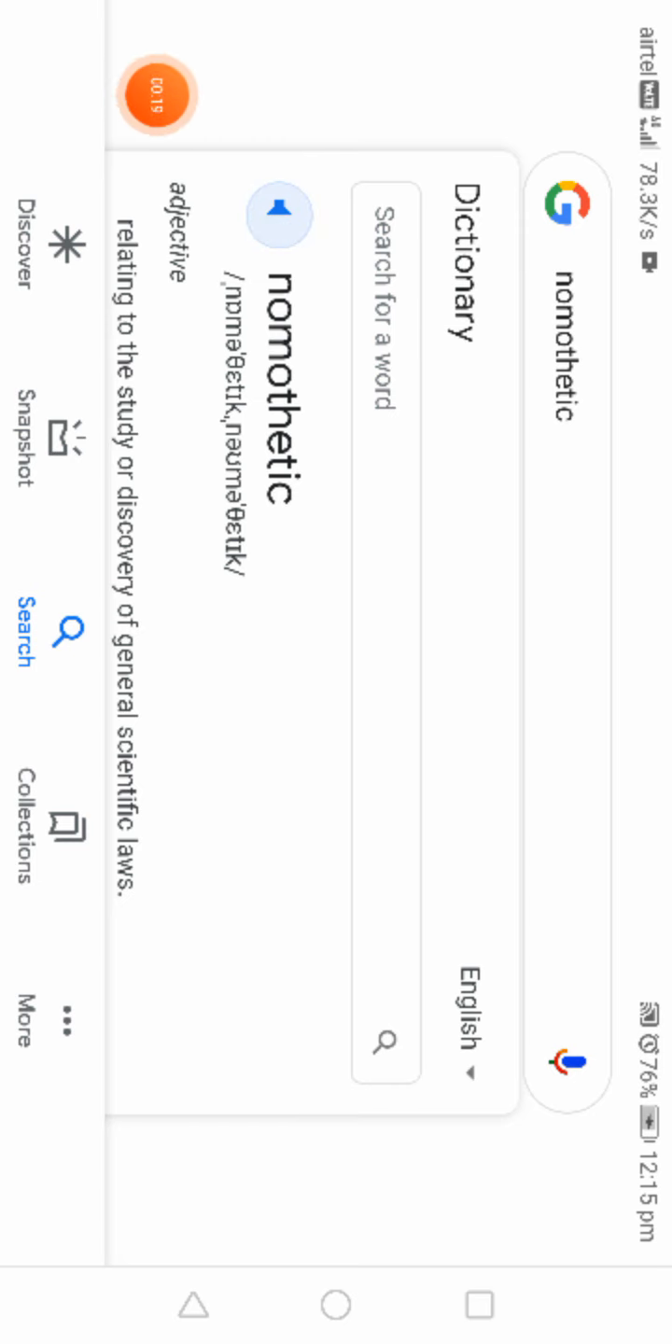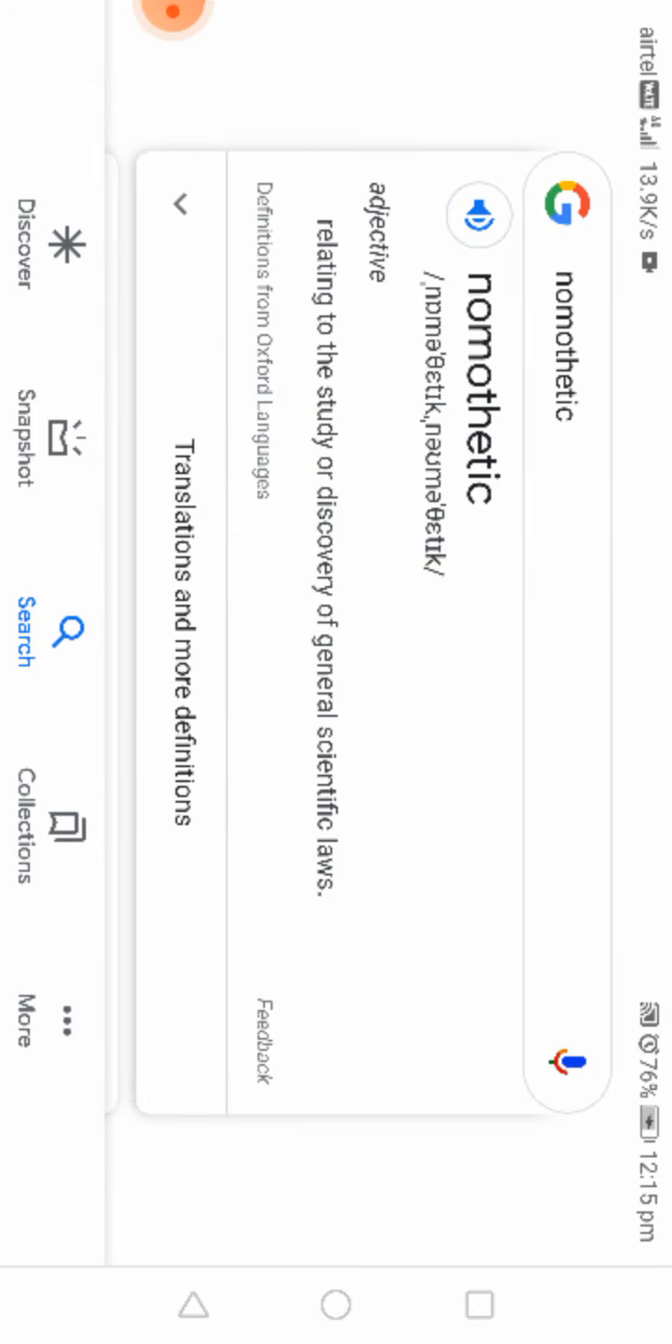Nomothetic. Nomothetic. It's an adjective. The meaning is relating to the study or discovery of general scientific laws. So that is nomothetic: discovery of general scientific laws.